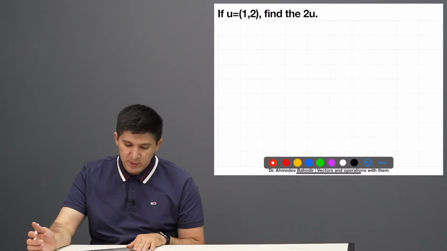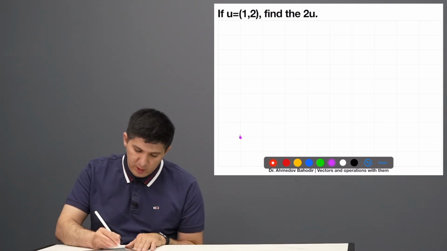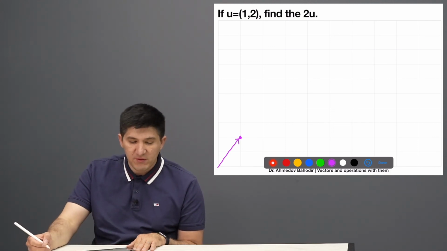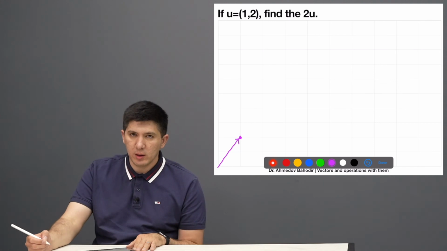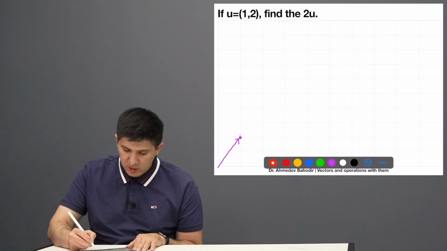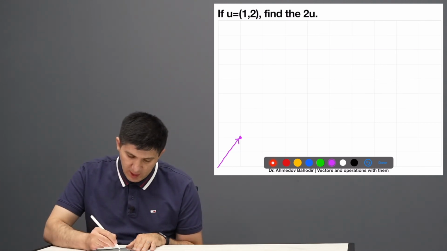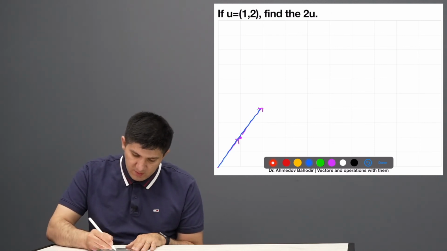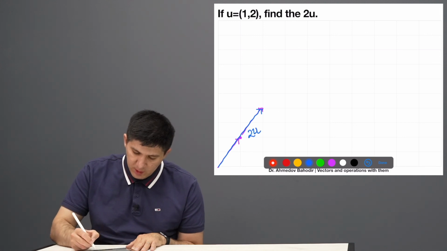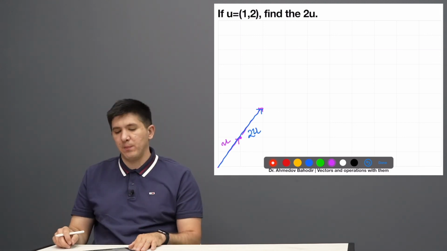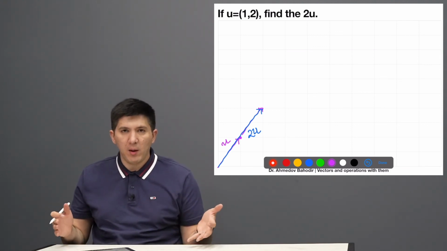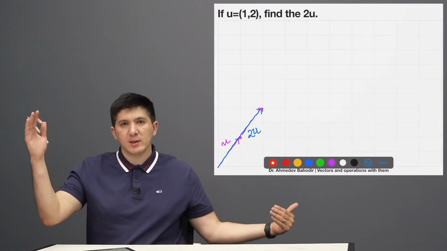So let's do an example. Again, I've got a vector with the coordinates 1 and 2. That's going to be this vector. If you are required to find a vector which is 2u, what you can do is copy this vector and put it again here, this one, and connect them. So this vector is going to be 2u. This vector is u, this vector is 2u. Again, you can see here that the blue vector is different from the purple vector u only in its length, not in its direction.